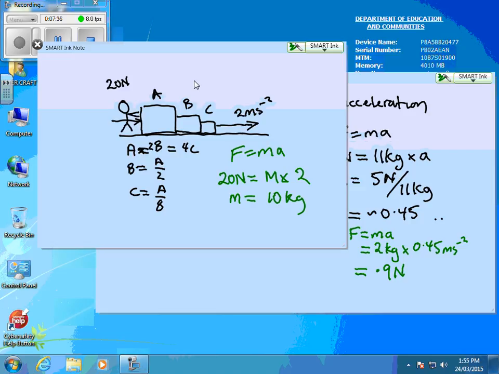Yeah. And then you just have to do the ratios to work it out, which I can't be bothered doing. I thought it was going to be fun.